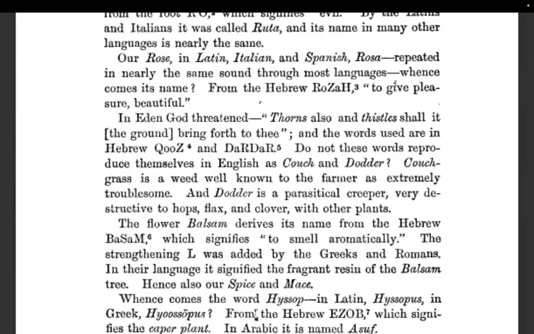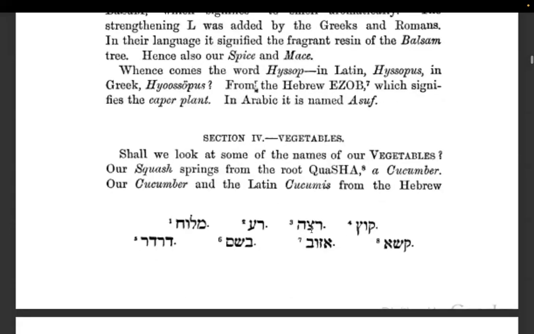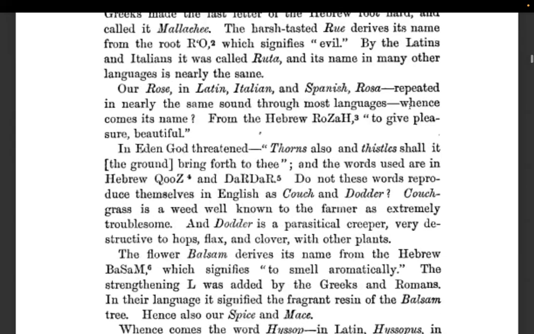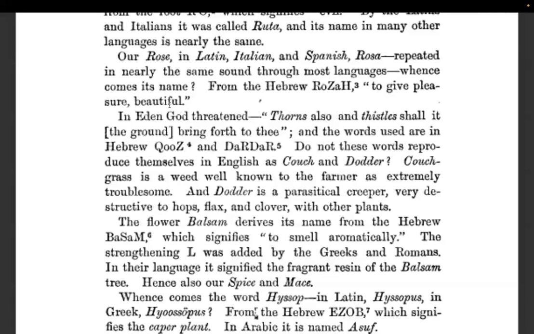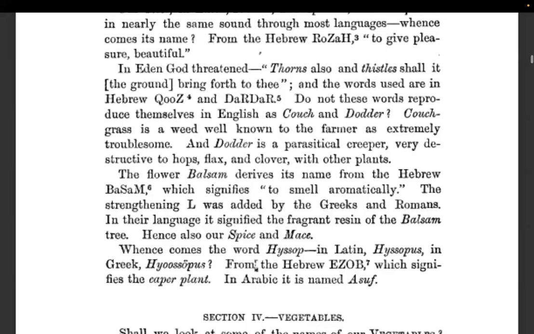Whence comes its name? From the Hebrew rosa, which is resh zadi he, rosa, right? To give pleasure, beautiful. In Eden, Elohim threatened, thorns also and thistles shall the ground bring forth to you. And the words used in Hebrew are kuz and dardar.